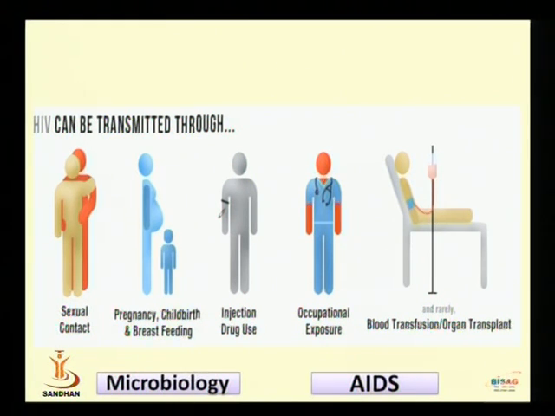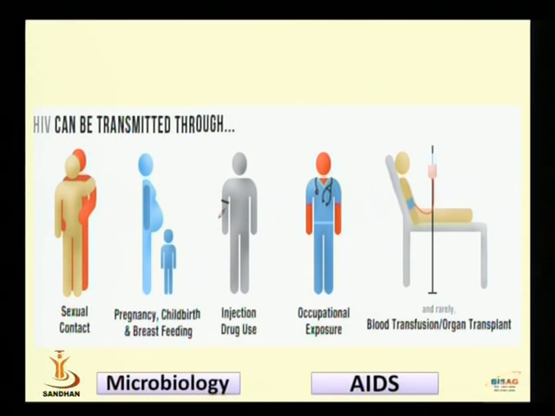This diagram shows, in short, in general, how HIV can be transmitted through sexual contact. First figure is of a sexual context. Second is either pregnancy, childbirth, and breastfeeding. The third one indicates injection or drug users, drug abuse.